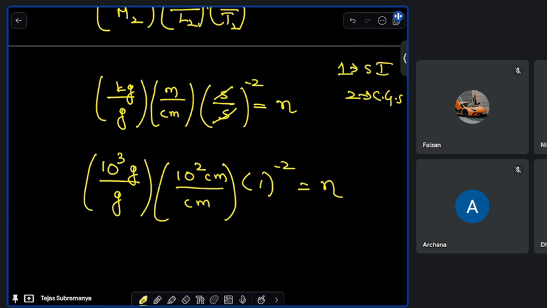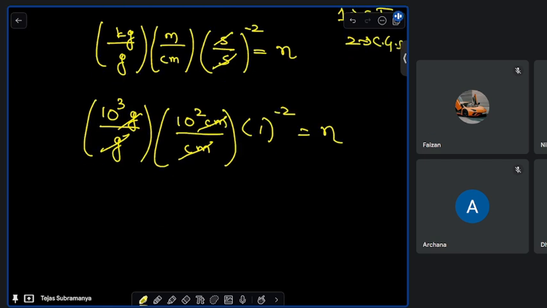Do I know the answers? Yes. kg is 10,000. Meter is 10 square. I write that. Now if you see, I can cancel them: centimeter, centimeter, gram, whatever. Now see, what is left? Guys, what is 1 to the power minus 2? 1 to the power anything is always 1. So this remains to be 1.